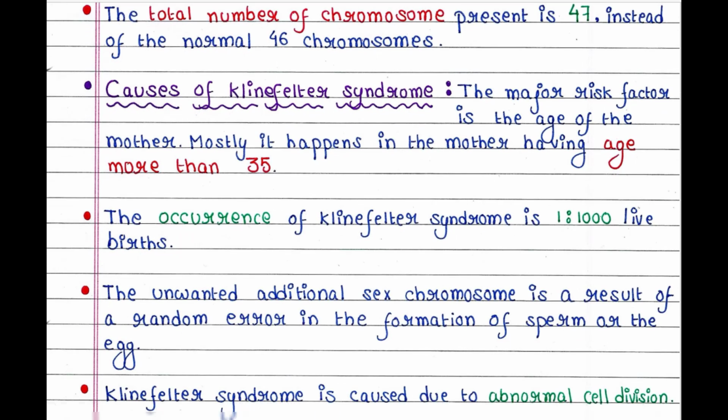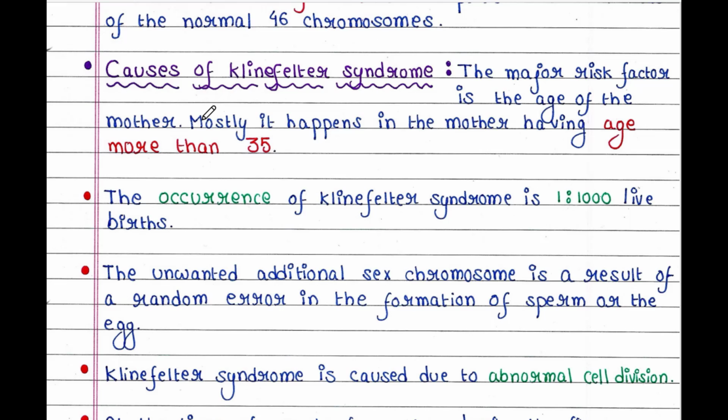The major risk factor is the age of the mother. Mostly it happens in the mother having age more than 35. And the occurrence of Klinefelter syndrome is 1:1000 live births. That means if 1000 babies are born, one may have this syndrome. The unwanted additional sex chromosome is a result of a random error in the formation of sperm or egg. So this we will understand in a moment.